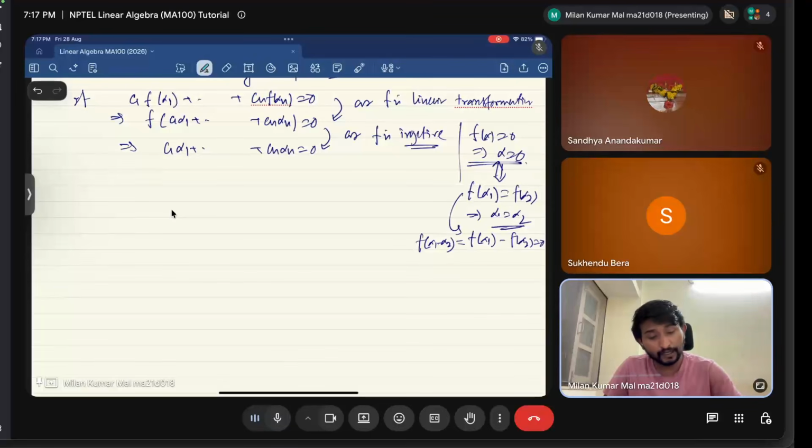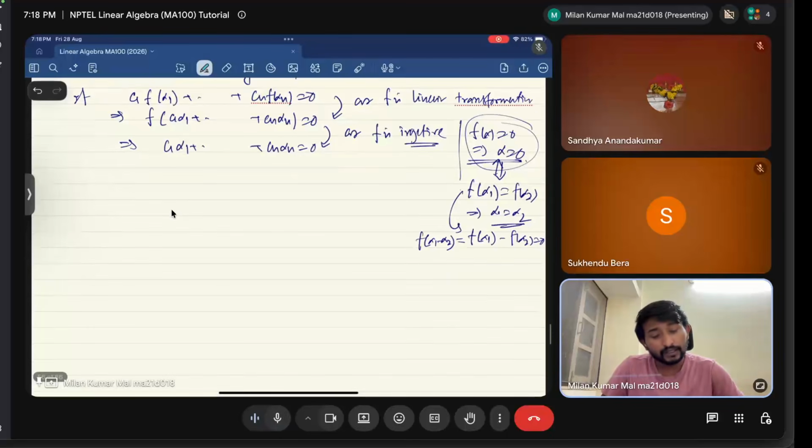So now, if I assume this definition of injectivity, that f of alpha equal to 0 should imply alpha equals 0, then we can write alpha 1 minus alpha 2 is equal to 0. That means alpha 1 equals alpha 2. That's the vector space property, all these things. The converse is also similar.